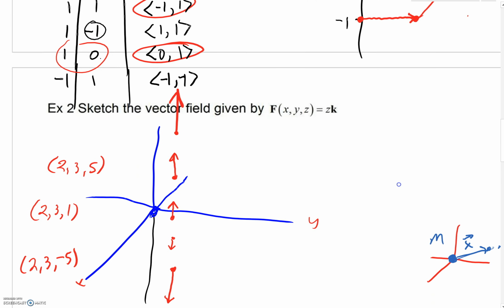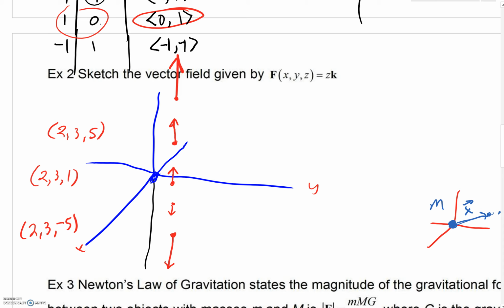I'm going to speed up example 2 real quickly. Sketch this vector field in 3D. This can be rather difficult to draw. Notice for any ordered triple, the vector that you will draw is going to be in the k direction, and it's simply going to be the length of the z component. In other words, the higher up you get, the bigger z is, the longer the arrow will be.